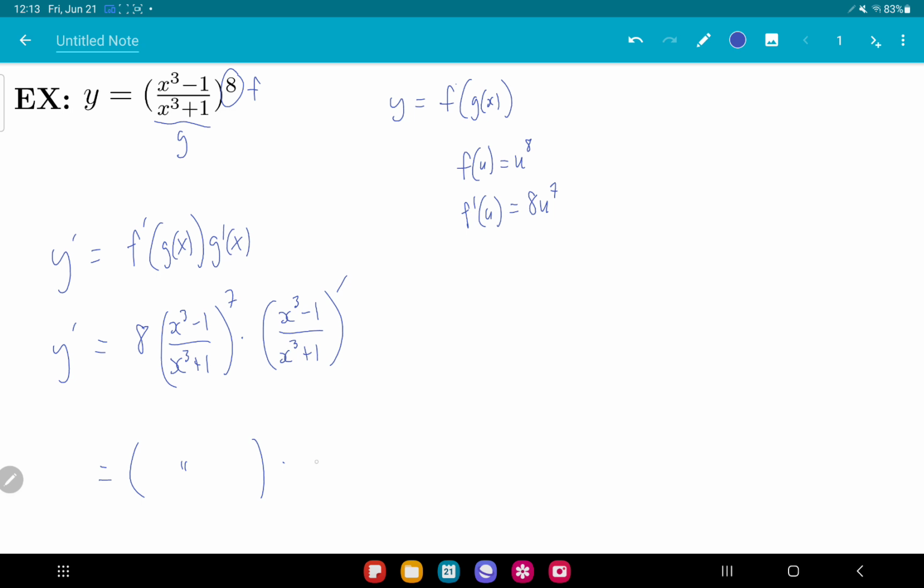Now I'm going to do my quotient rule. I got g squared downstairs. And on top, I have g times f prime, which would be 3x squared, minus f times g prime.